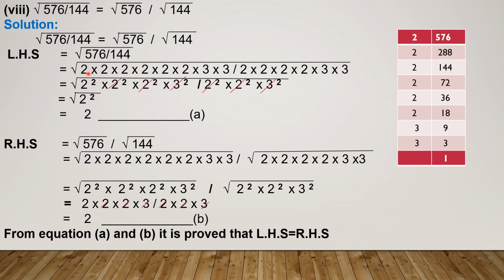Now instead of 576, we will write all the prime factors of 576 that we have found over here. Instead of 144, we will write all the prime factors of 144 that we found in the previous part. Now in the next step, make the pairs. Students, you must make the pairs, it will be easy, otherwise you can make mistakes. First make the pairs and then write in the form of squares. 2 multiplied by 2, 2 square, 2 multiplied by 2, 2 square, 2 multiplied by 2, 2 square, 3 multiplied by 3, 3 square. Similarly, we write these in the form of squares.